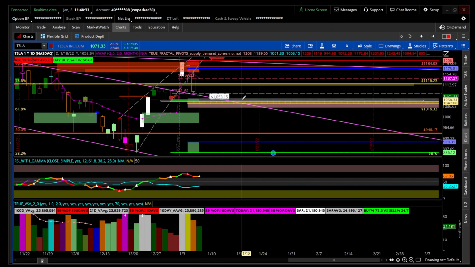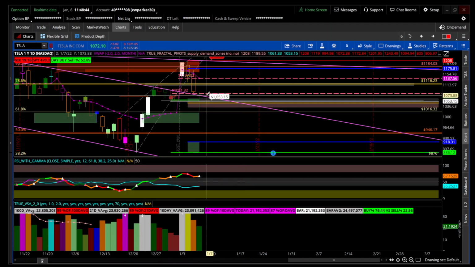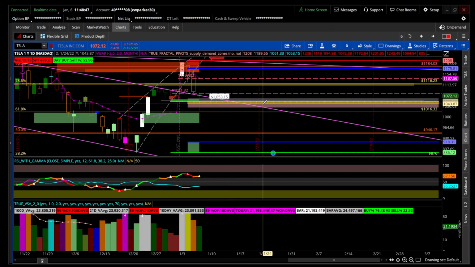And this box is white and pink. White is above the 50% and pink is below the 50%. And for me, it's bullish above that area. But anyway, this yellow line is 50%.